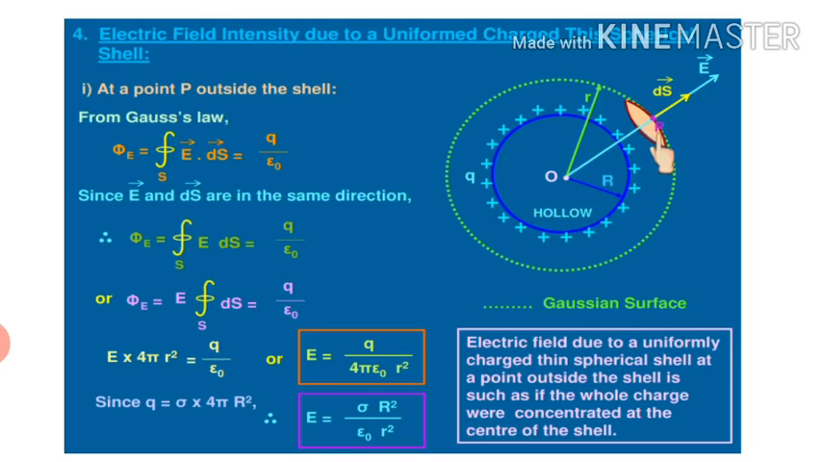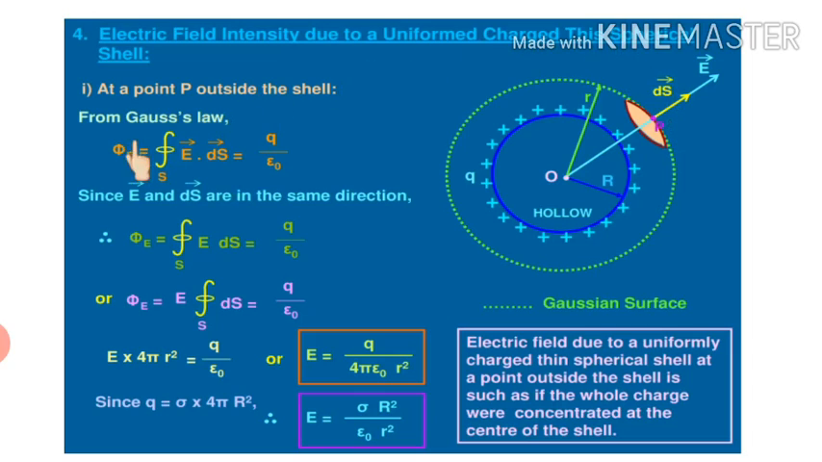So what we have to consider is a Gaussian surface which is passing through this point P, and let us suppose its radius is small r. And we have to do it with the help of Gauss law. So here we have considered one small area element, and the area vector is ds, and electric field is E. Both are in the same direction, so theta will be 0.